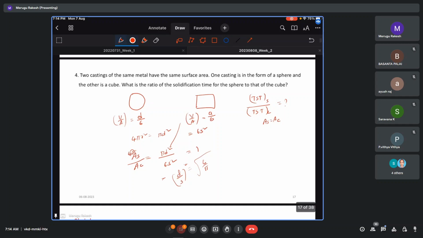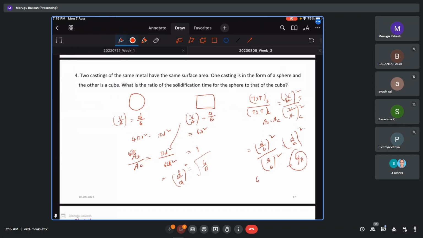Then total solidification time is nothing but C times the mold constant, which will cancel as a constant, then V by A whole square of the sphere to V by A whole square of the cube. So now V by A is d by 6 in this case, that is d by 6 whole square divided by V by A of the cube, which is a by 6. Now if you rearrange this, d by a whole square is nothing but 6 by pi. Okay, 6 by pi is the answer.